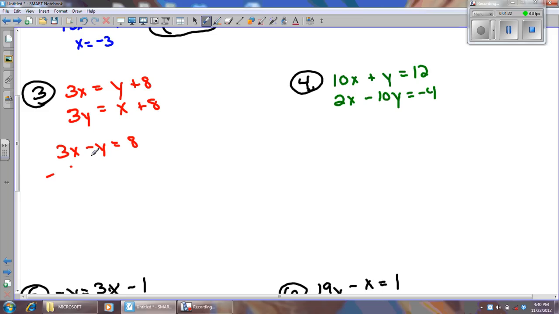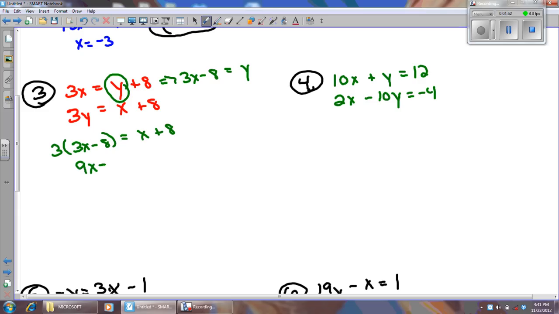Hold on a second. I just saw something I think would be easier. You know what I'm going to do? I'm actually going to do it by substitution. I'm going to solve for y in this top equation, because that's easy to see that 3x minus 8 will equal y. I subtracted 8 from each side. Now that I know that, I can do 3 times the quantity of 3x minus 8, and that'll equal x plus 8.